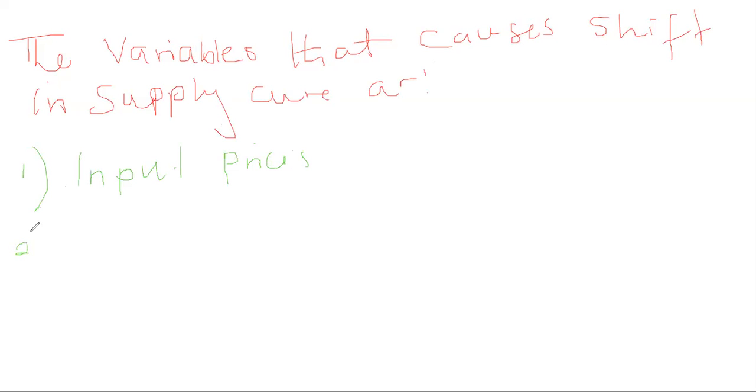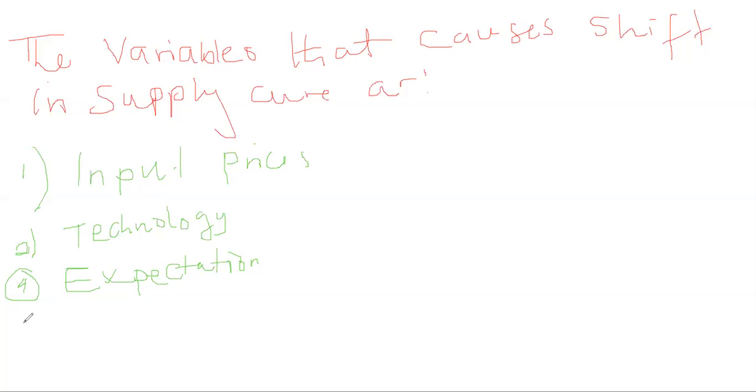We will also see that another factor or variable that could cause a shift in the supply curve is technology. When technology improves, supply could also increase, especially if it's a positive technology. An advance in technology could lead to higher supply as well. So there is a positive relationship there. Expectation is another variable or factor that could cause a shift in the supply curve.